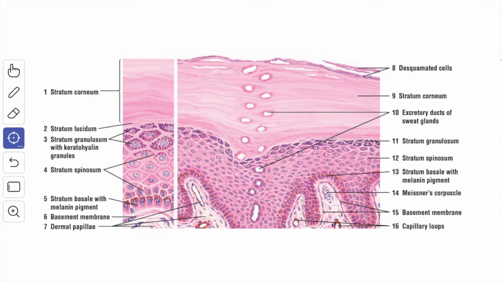This is a histological picture of thick skin under higher magnification. So here you can see this is the epidermis. This whole layer is the epidermis. This epidermis consists of stratified squamous keratinized epithelium.